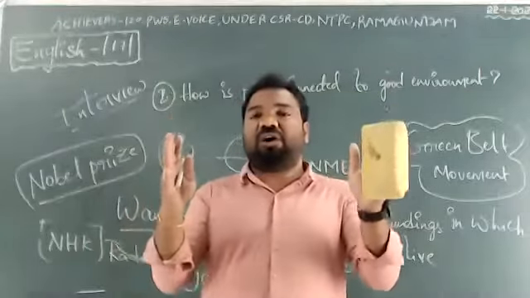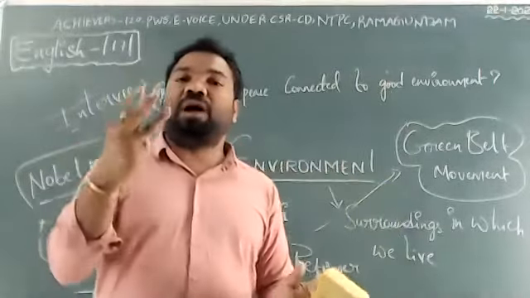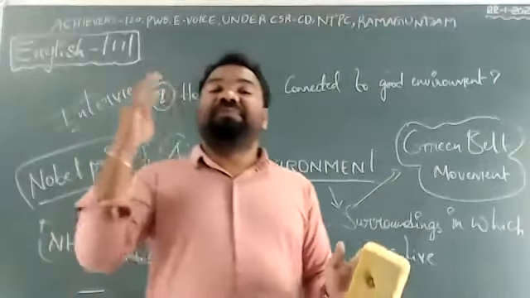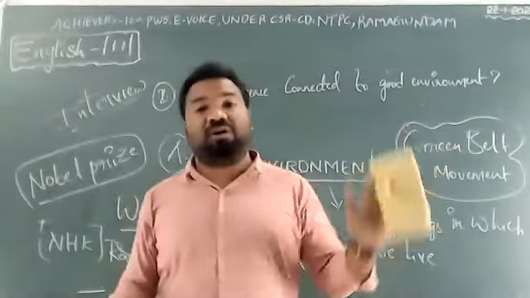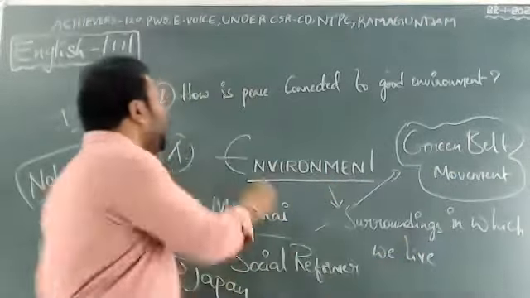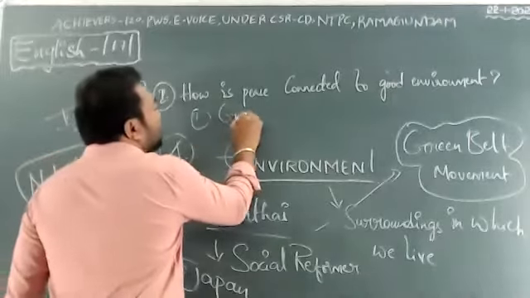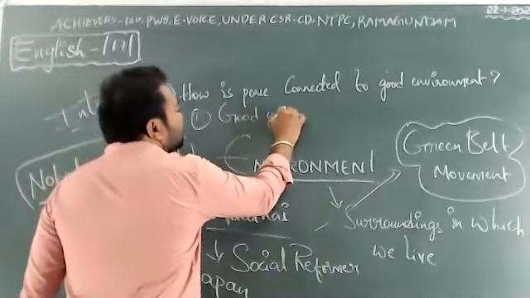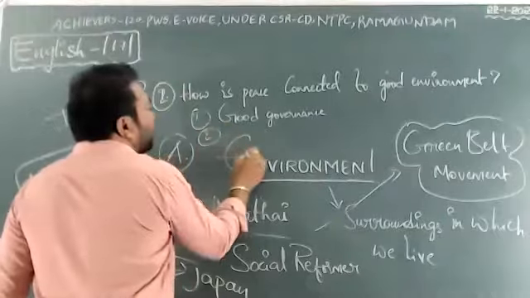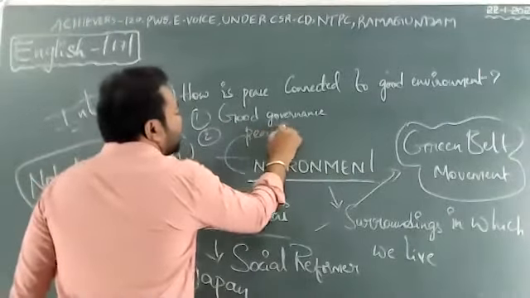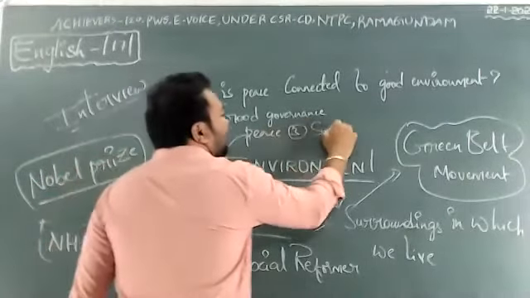A three-legged stool is compared to the African continent. One has to be good governance, okay, second one is peace, third one is sustainable management.